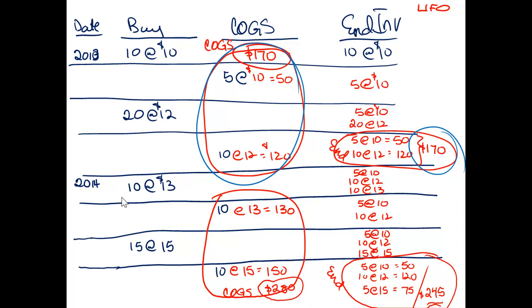In 2014, we keep rolling along, so now we have 3 layers in ending inventory, so that when we sell 10 units, it comes from our most recent purchase, 10 at 13, leaving us our oldest, 5 at 10, 10 at 12. We go shopping for 15 at 15, back to 3 layers, but when we figure our cost of goods sold, it comes out of the most recent purchase, or the $15 layer unit. So we sold 10 at 15, and so we only have 5 of that purchase left at 15. So ending inventory for 2014 is 245, cost of goods sold is 280.